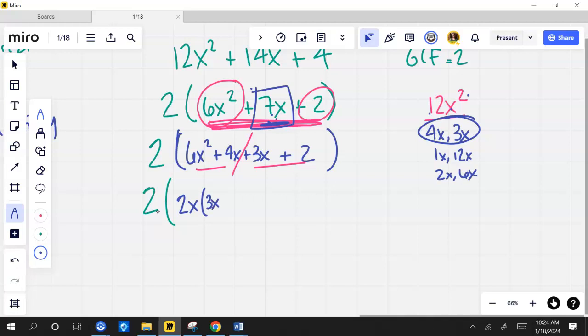3x plus 2, right? Because I'm taking it out of both of these. Anybody confused? Middle sign stays. It always stays. Now I look at these last two. What's the GCF of 3x and 2? 1. What's left? Everybody okay?